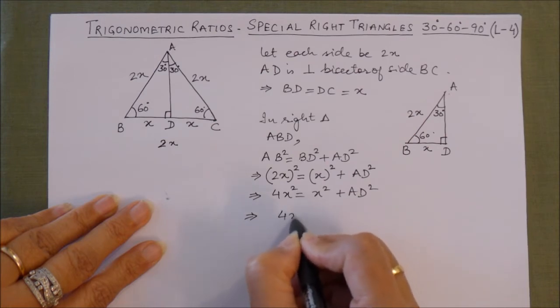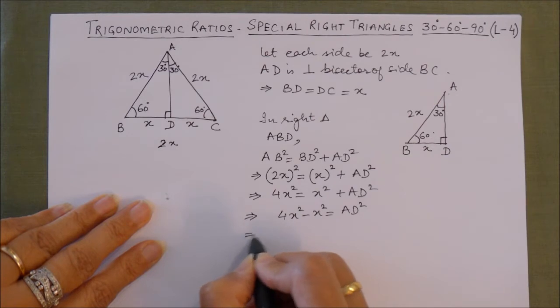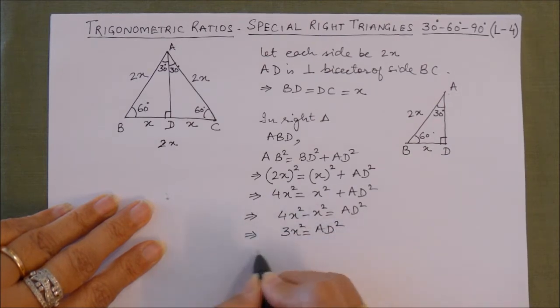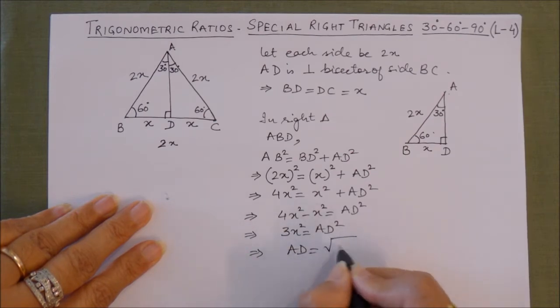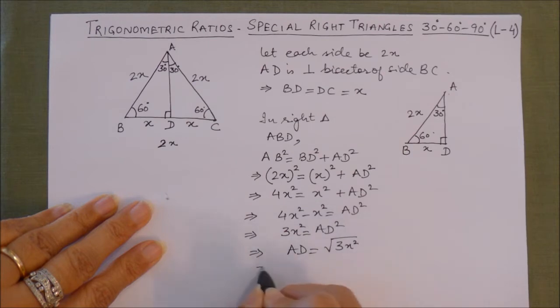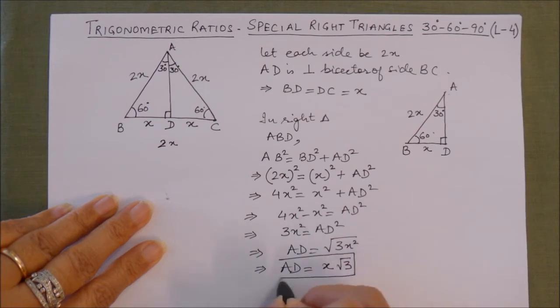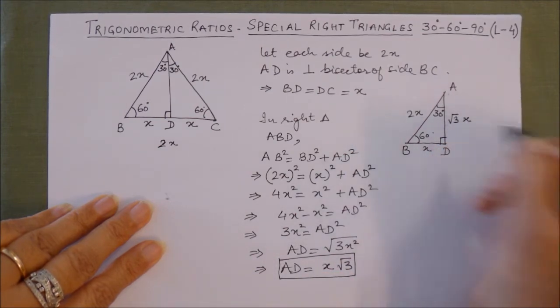That means it is 4x square minus x square is AD square. Or it is 3x square is AD square. Or AD can be written as square root of 3x square. Or AD will be equals to, x square outside the root becomes x, and it is square root of 3. That means this AD is root 3 times x.